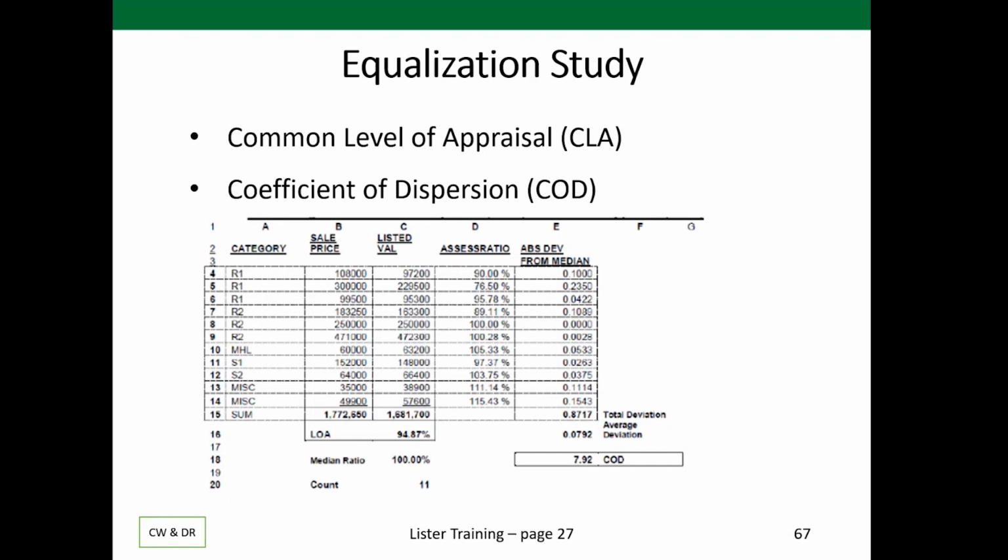The coefficient of dispersion is measuring the equity or the fairness within those ratios. So are some folks way above 100% and some folks way under 100%? It's measuring how fair you're being from one to another. The reason for the COD, or coefficient of dispersion, is because if you go above 20, then you are going to be required to reappraise. So that's the purpose of that measure.